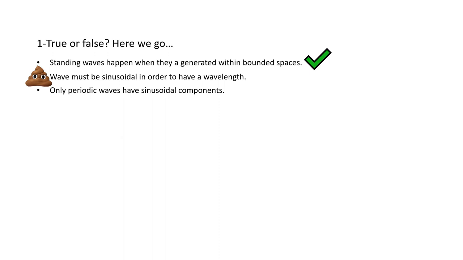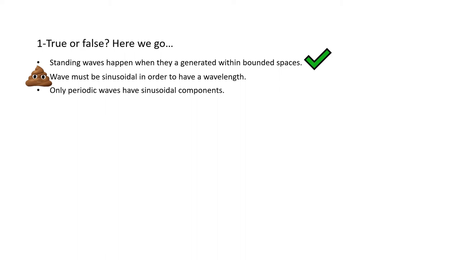Only periodic waves have sinusoidal components. Well, if you add a pure tone of, say, 100 Hz to another of 100 Hz times the square root of 2, you get a non-periodic wave that has 2 sinusoidal components.